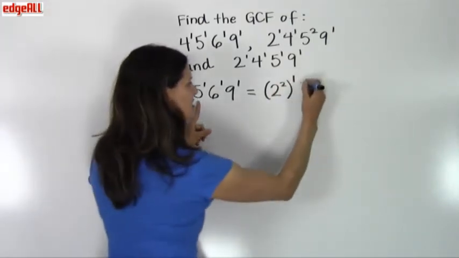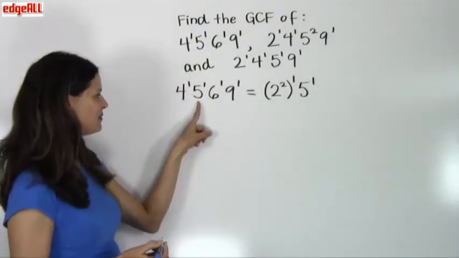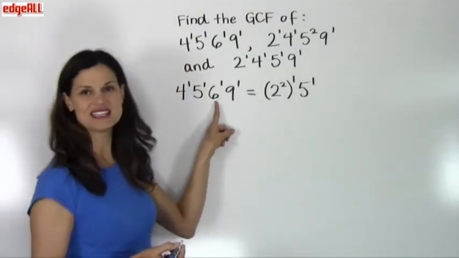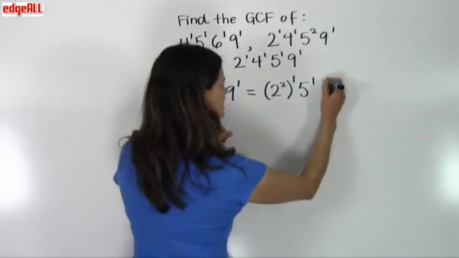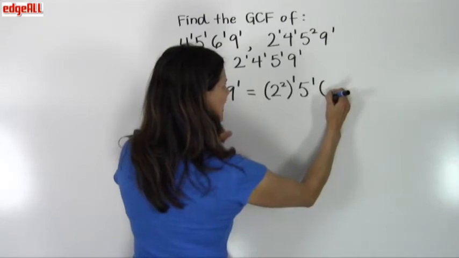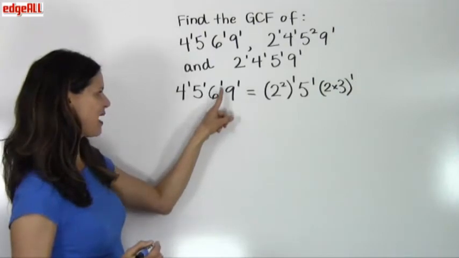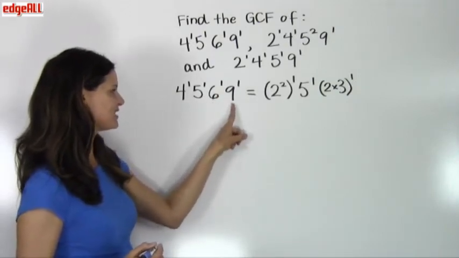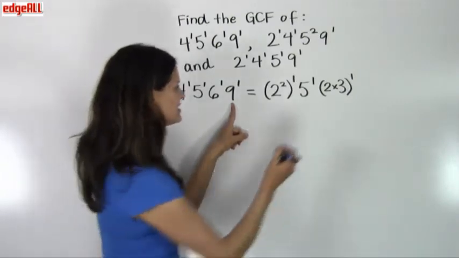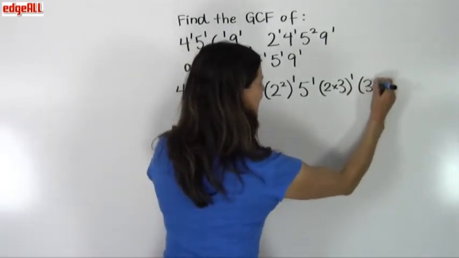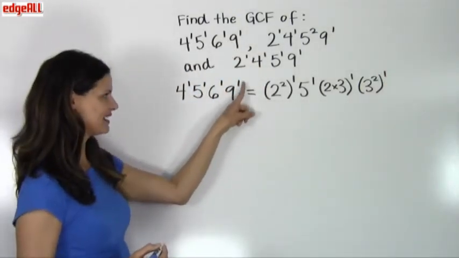My 5 is already in prime, so I'm just going to leave it 5 to the 1 power. The prime factorization of 6 is 2 times 3. And so I'm going to replace the 6 with a 2 times 3 and raise that to the power 1. The prime factorization for 9 is 3 times 3, or 3 squared. So I'm going to replace my 9 with a 3 squared and raise that to the power 1.